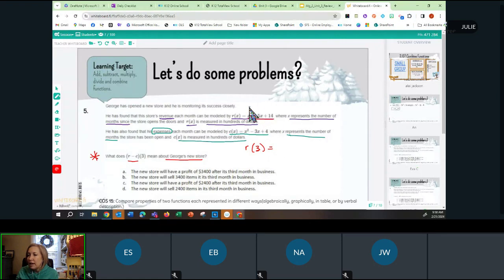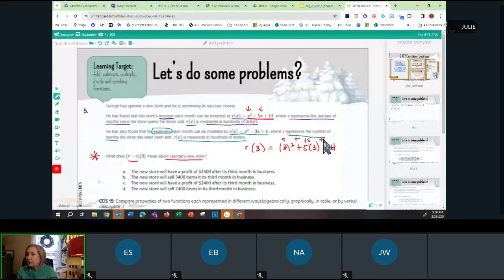Wherever you see an X, you're going to put in a 3. So this says X squared, so I'm going to do 3 squared plus 5X. That's going to be 5 times 3 plus 14. This is going to be 9 because that's 3 squared. This is going to be 15. And this is going to be 14. So we're adding 9 plus 15 plus 14.